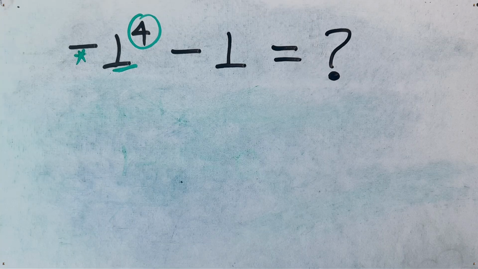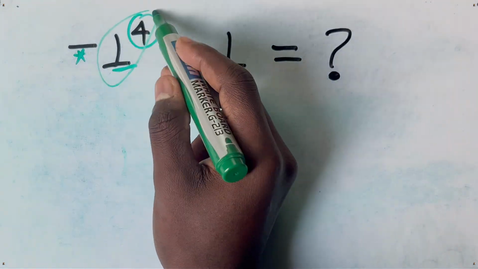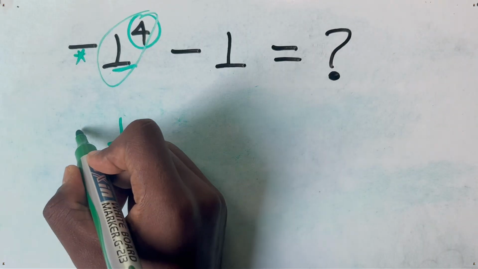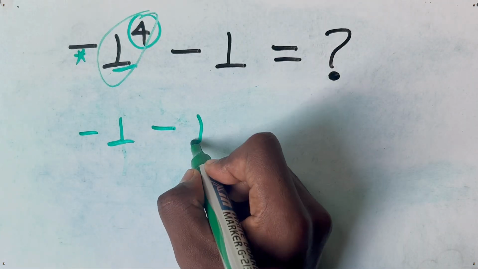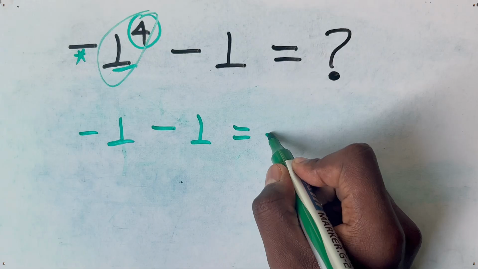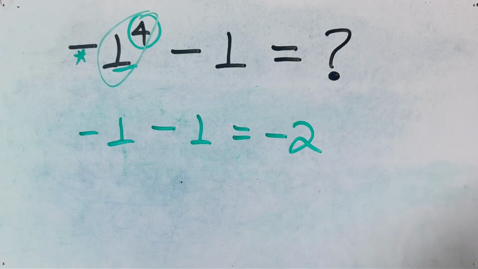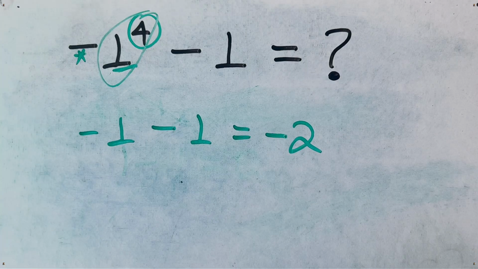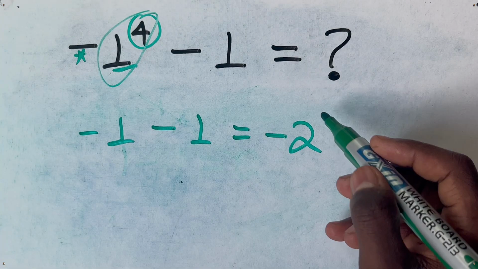So according to PEMDAS, first we have to calculate the exponent 1 to the power of 4, which gives us 1. So here, we bring down the negative sign to get negative 1 minus 1, which equals negative 2. Therefore, the correct answer will be negative 2. Did you guess negative 2 before this?